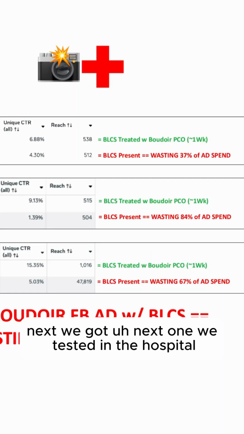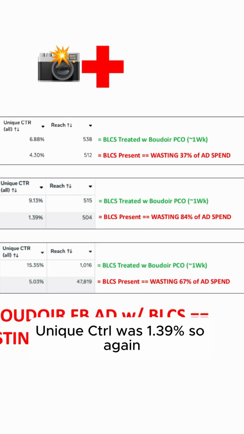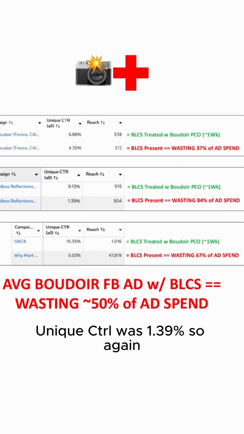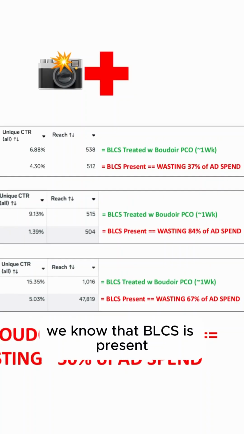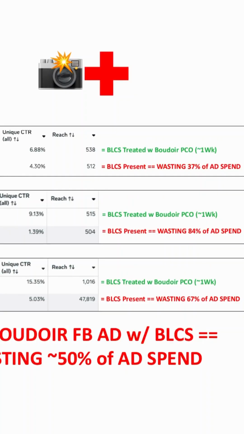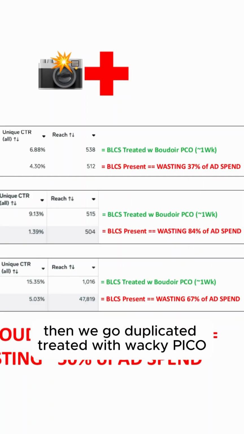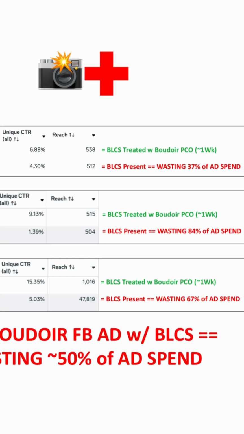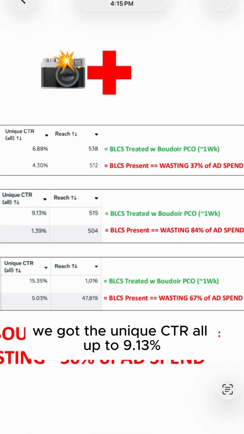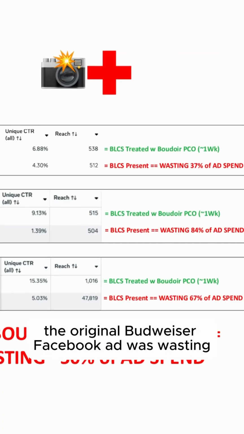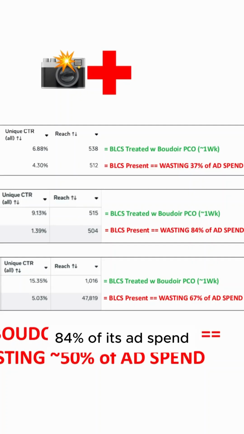Next, the next one we tested in the hospital, unique CTR was 1.39%. So again, when unique CTR is under 6%, we know that BLCS is present. So we duplicate it, treat it with Boudoir Pico, which takes about a week. We got the unique CTR up to 9.13%. So we found out the original Boudoir Facebook ad was wasting 84% of its ad spend.